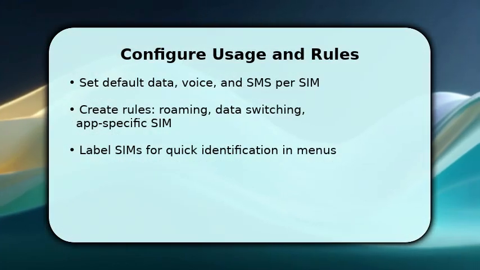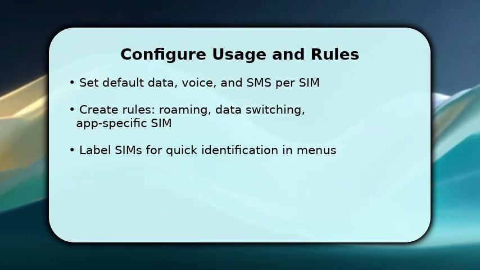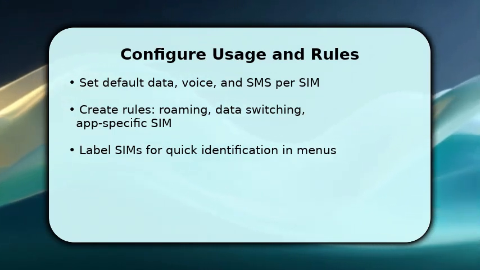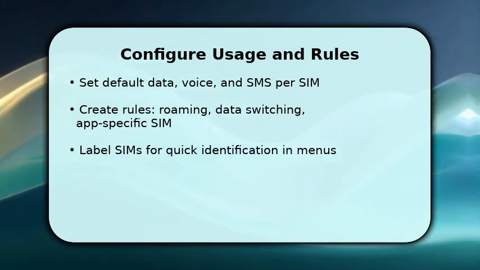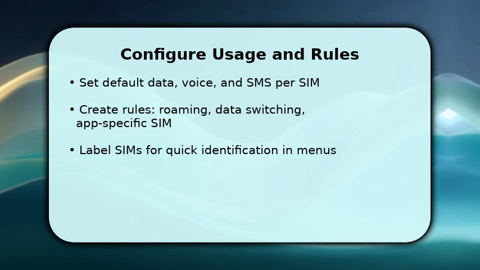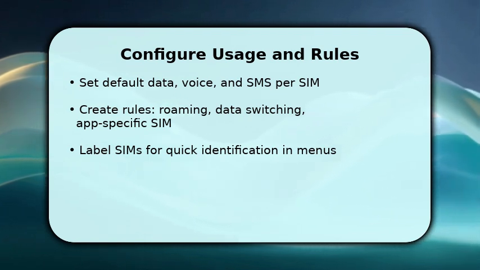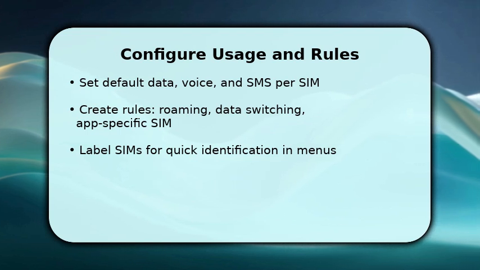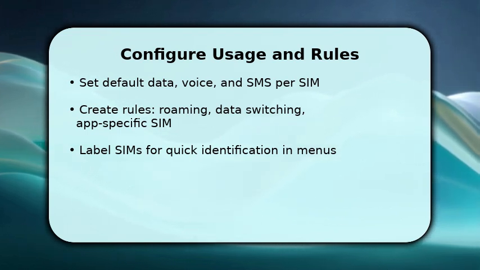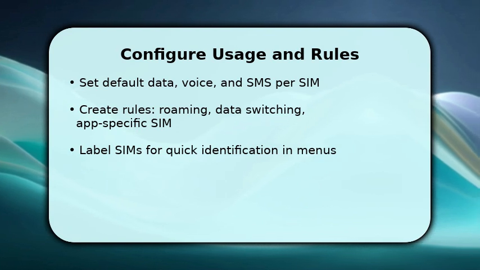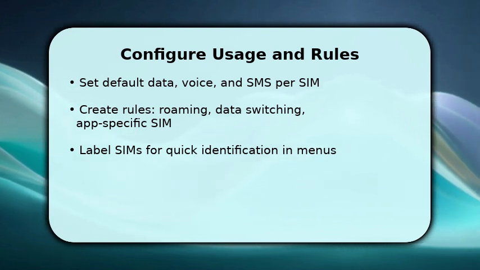Now you configure how each SIM behaves. Open mobile network settings and choose which SIM handles data, voice, and SMS. You can set a preferred voice line and a separate data line. Once done, enable smart switching if available for network fallback, and assign labels like work and personal to avoid confusion.